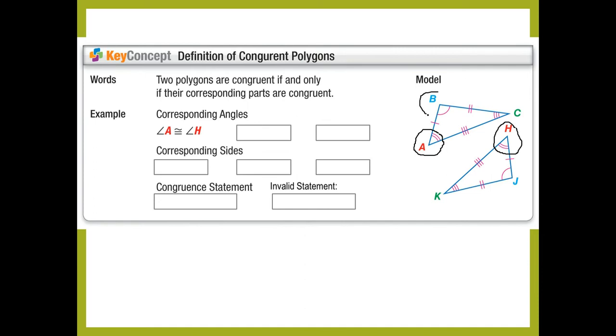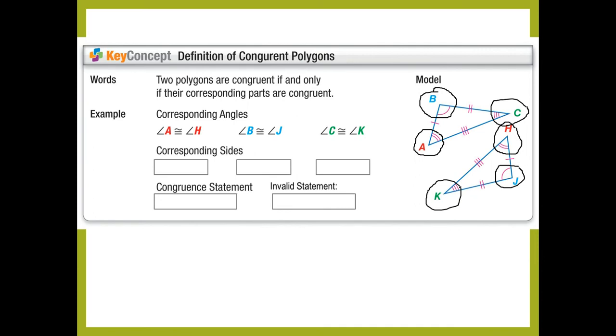We can look at angle B. It has one of these arches. We go to our other triangle to find which one has one arch, and it's angle J. So we can say that angle B is congruent to angle J. They are a set of corresponding angles, in the same position on the triangle. Lastly, we have angle C, which has three of these arches inside of the angle. So does angle K. So we can say angle C is congruent to angle K.